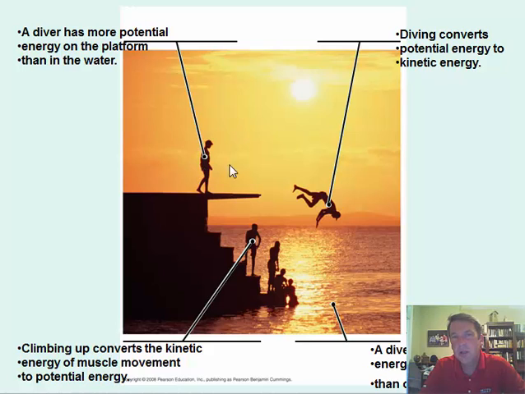So here in our example, this diver on the platform has potential energy. And then when he dives off, that potential energy is converted to kinetic energy. Climbing up converts the kinetic energy in the muscles to potential energy. So that's an example of the types of energy.